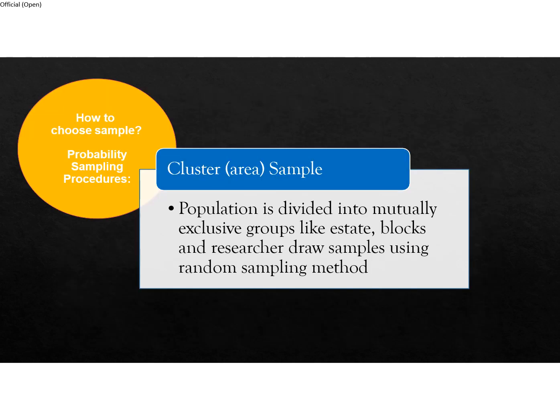Next, we look at the cluster sample. This is where the population is divided also into mutually exclusive groups, like estate blocks, by the different regions. Then the researcher will draw samples using random sampling from the clusters. So you group them into different clusters. The population is divided and mutually exclusive, and then they will go and divide them.